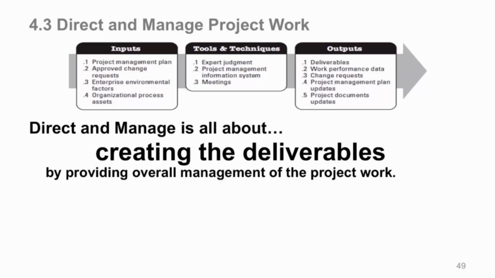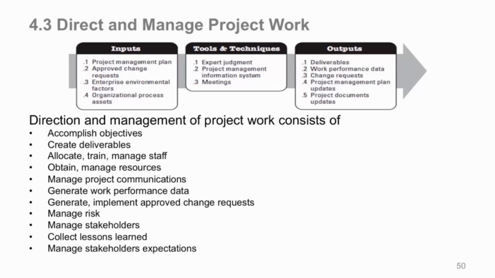So you want to manage the project work that's specified in the project management plan and the detailed subsidiary plans, in particular the scope baseline where it has a WBS, which is what you're going to build. And so that's what direct and manage is about. Create the deliverables by managing the project work properly, given the tools and techniques recommended by PMBOK. So direction and management of the project work consists of quite a few things.